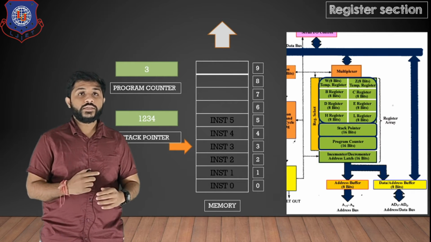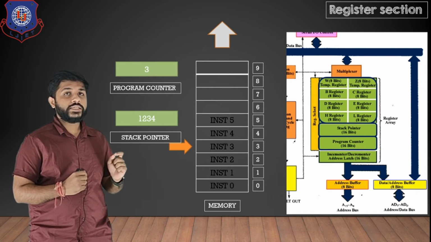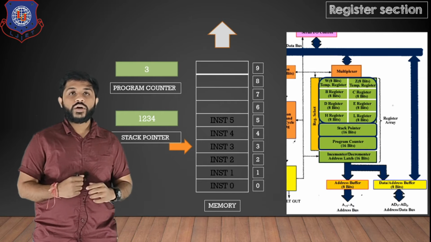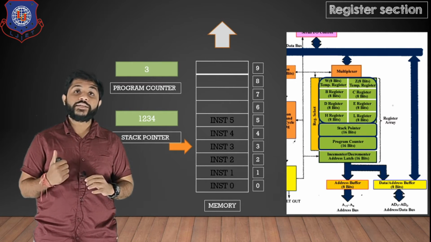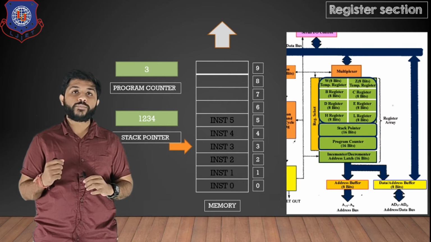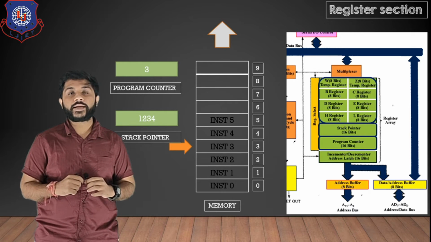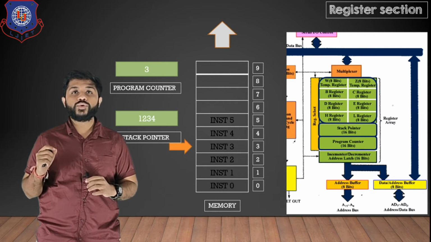Now you can see that there is a stack pointer. You can see the value in the stack pointer is 1 2 3 4. Now from the value of the stack pointer, you can know at which location the stack pointer is pointing, and that location is the top of the stack. So what is the top of the stack right now? It is 1 2 3 4.